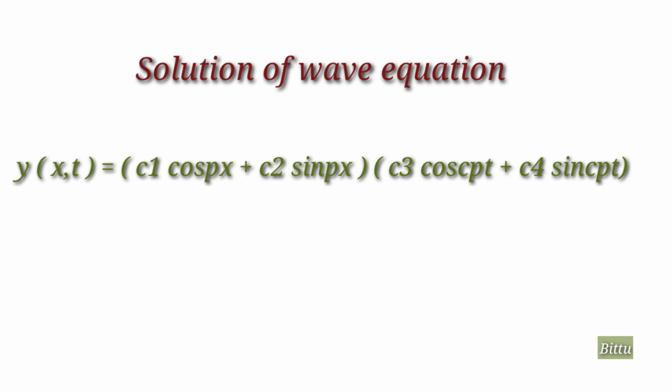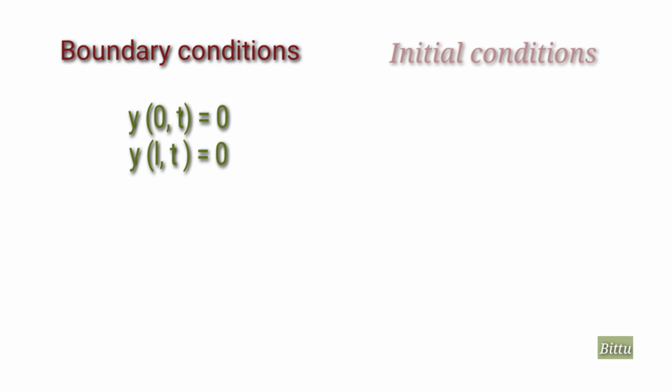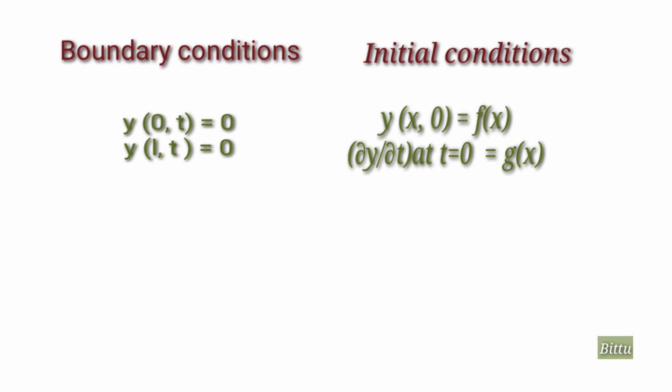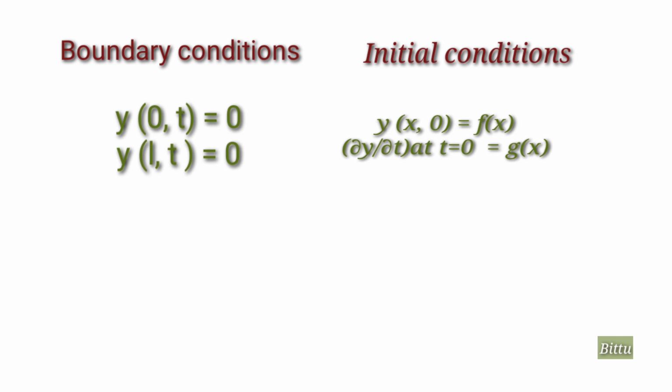If L is the length of the string, then boundary conditions are y of 0,t equal to 0 and y of l,t equal to 0. Also, if the initial position of the string is f of x and the initial velocity is g of x, then initial conditions are y of x,0 equal to f of x, and dou y by dou t at t equal to 0 is g of x.